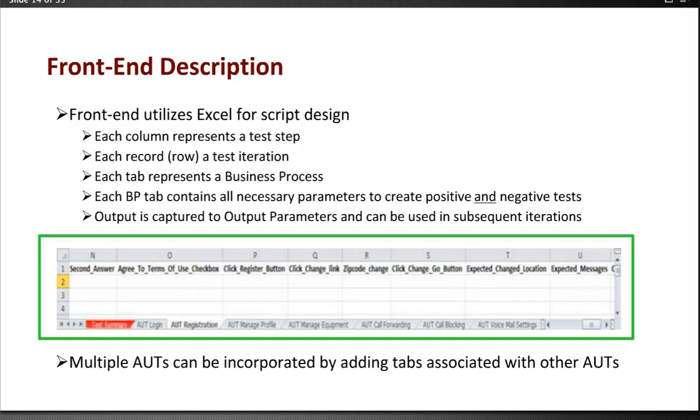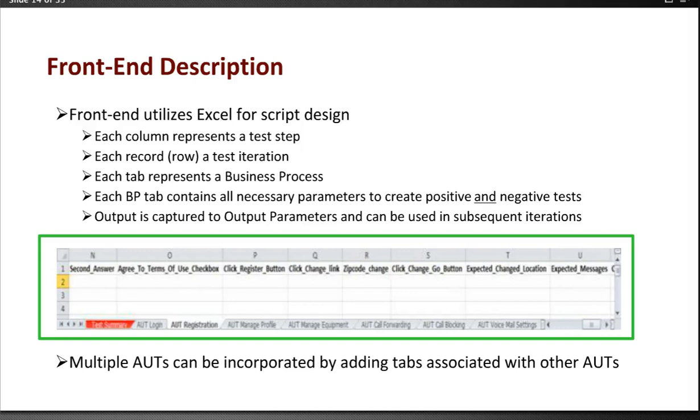Each record in our spreadsheet represents a test iteration. Each tab represents a business process. So you'll see that we've got our application under test login. That login sheet represents the business process, obviously, of logging in. As you can see, very intuitive. The AUT registration would be exactly that. Each business process tab contains all of the necessary parameters to create both positive and negative tests. So very robust. And then output is captured to output parameters.